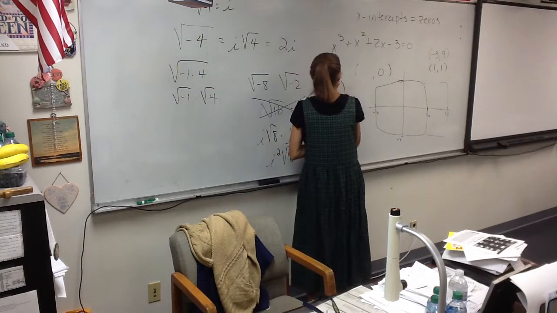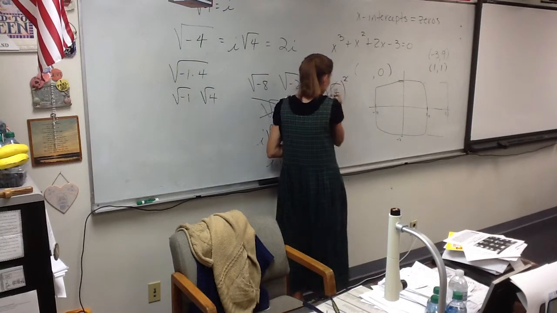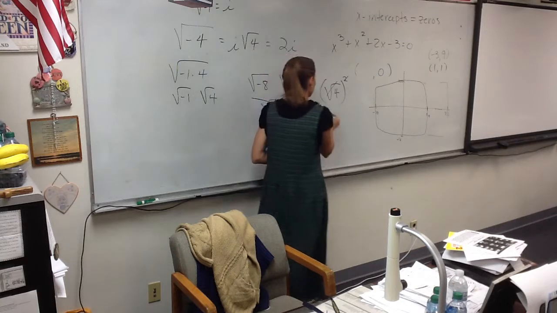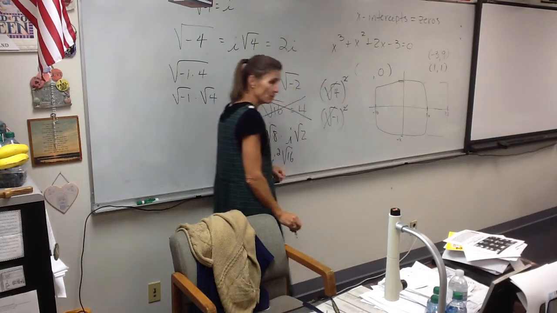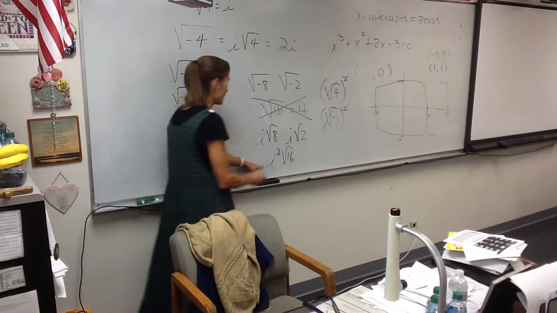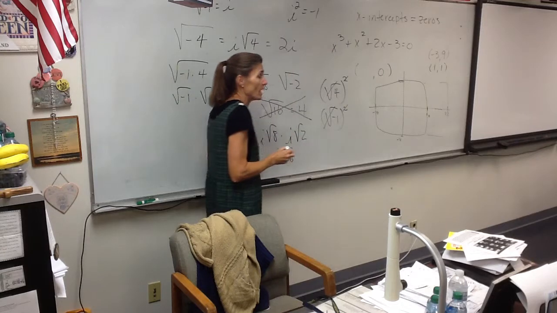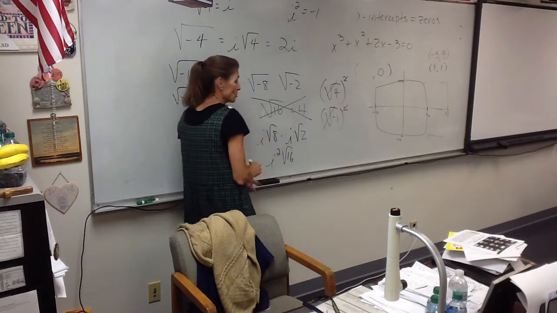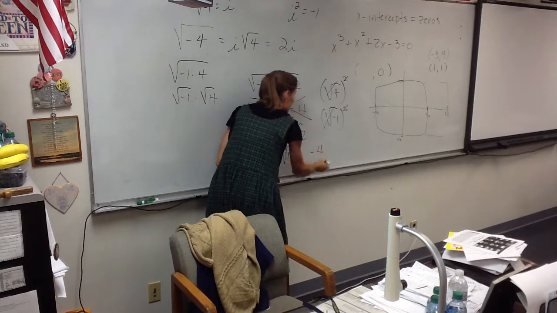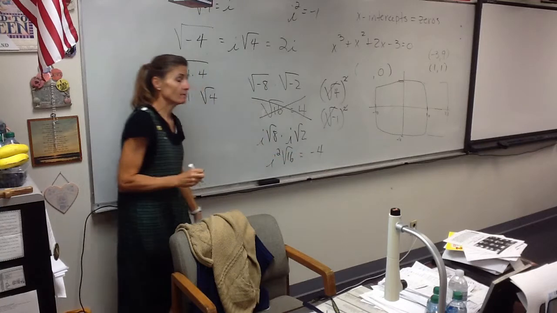When you take, think about it. What's the square root of 4 squared? 4. What does this and this do? They cancel. So what's the square root of negative 1 squared? Negative 1. i squared is negative 1. If you don't remember that, you didn't learn it: i squared is negative 1. So what's the actual answer to this problem? Negative 4. Negative 1 times 4, negative 4.